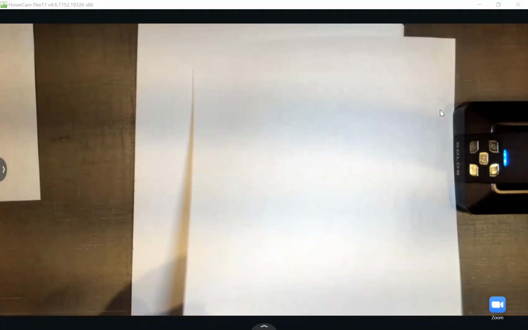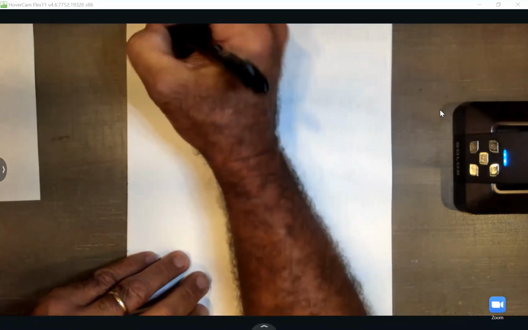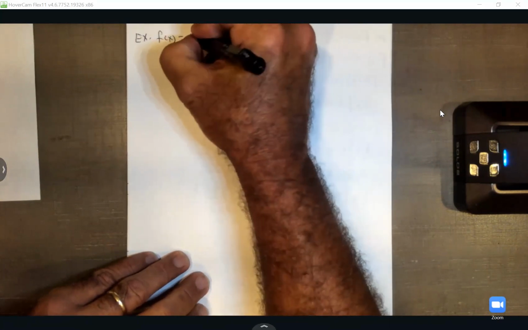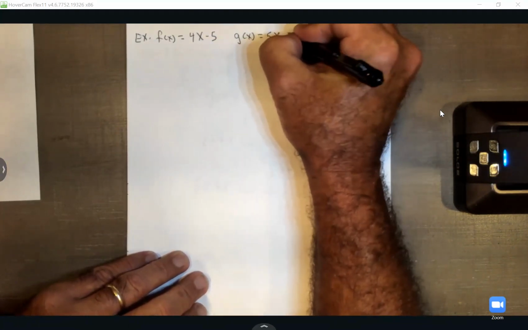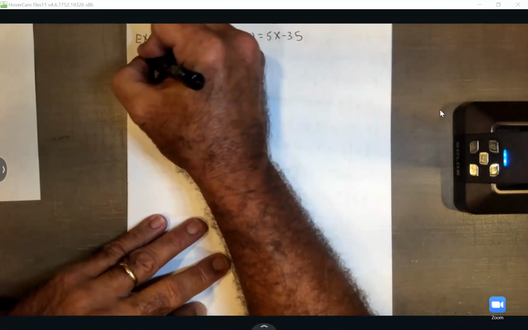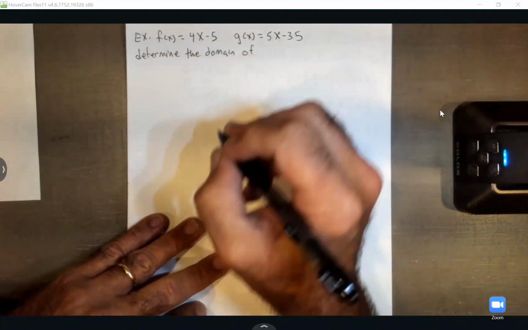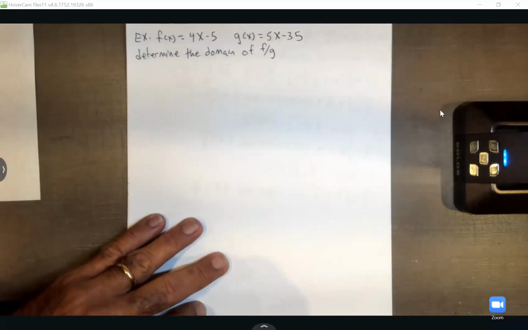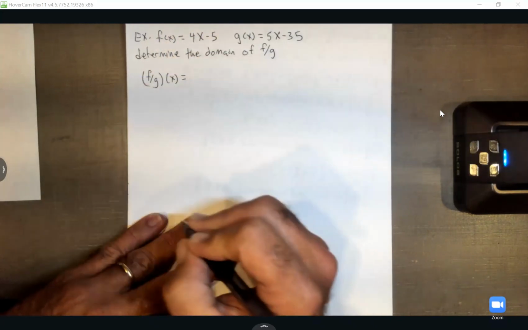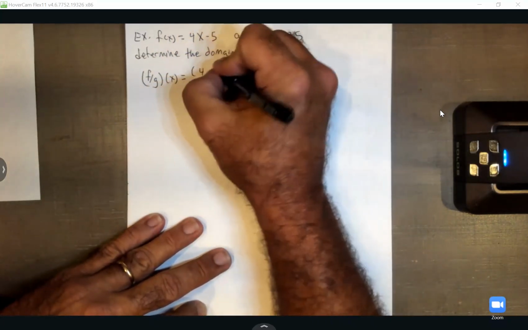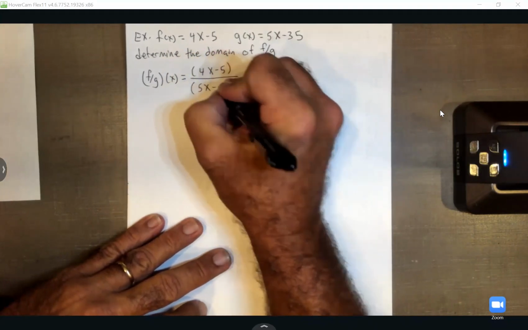So I will actually now do one with division. We'll find the domain of something being divided. So f of x for this one will be 4x minus 5. G of x will be 5x minus 35. I'm going to determine the domain of f divided by g. So we'll set that up. F divided by g of x will equal my f equation on top, which is 4x minus 5, divided by my g on the bottom, which is 5x minus 35.